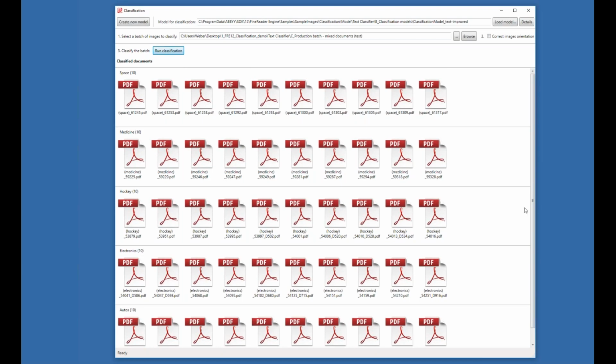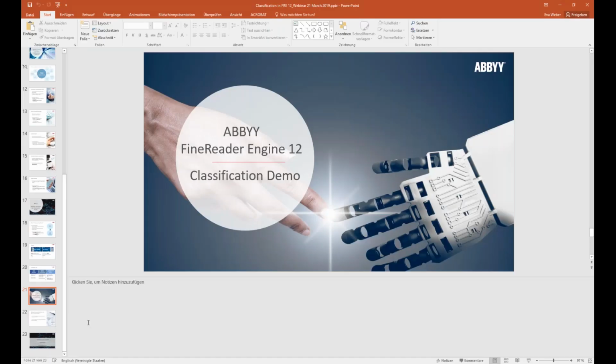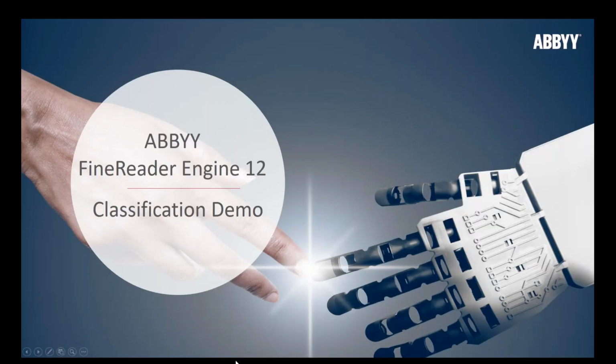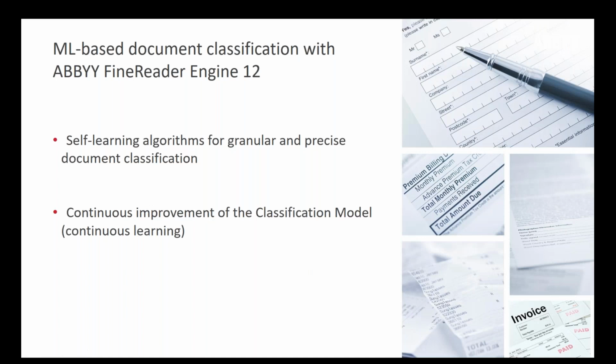Okay, so this is actually the last part of the demo. I will return to my presentation and see if we have more to say, but actually we are almost at the end. So this is kind of a summary. Machine learning based document classification with ABBYY FineReader Engine. If I should summarize, those are self-learning iterative algorithms for granular and precise document classification.